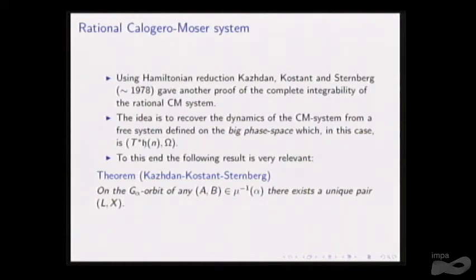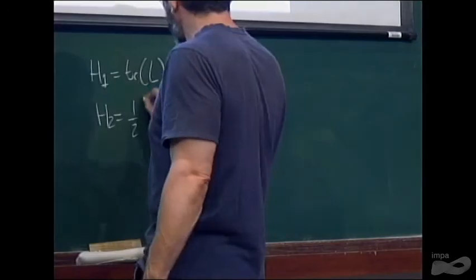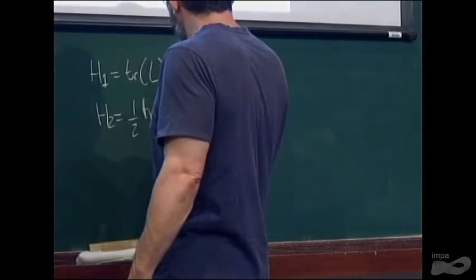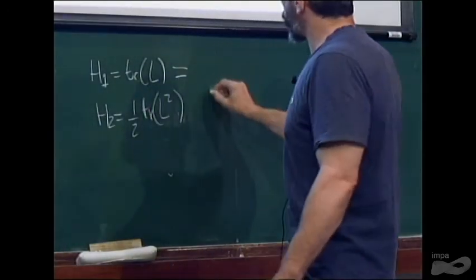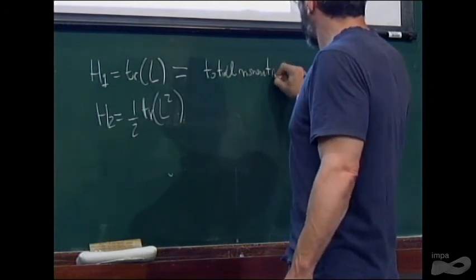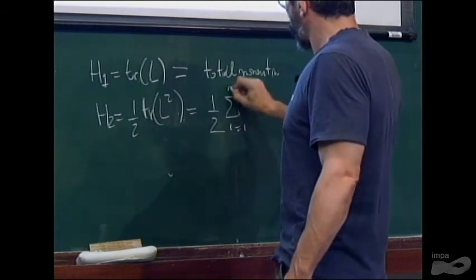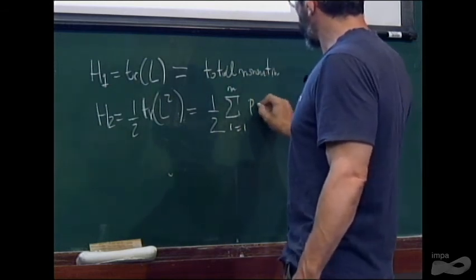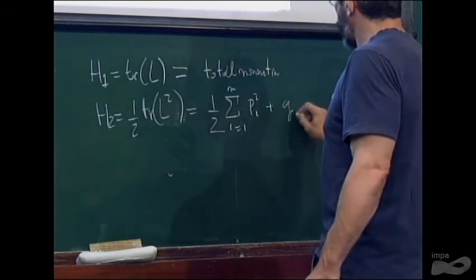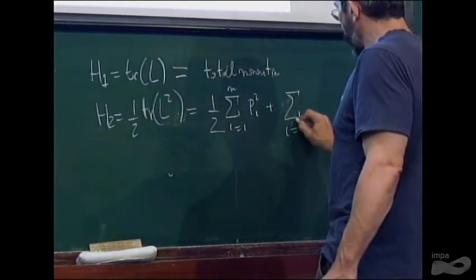In particular, if you take H1 equal to the trace of L, and H2 equal to 1/2 the trace of L squared, here you get the total momentum, and here you get the Hamiltonian of the Calogero-Moser system. Well, here there is G, probably I can avoid putting G.